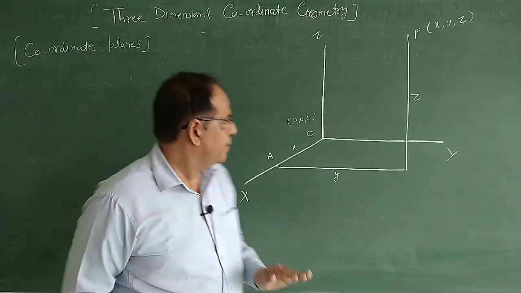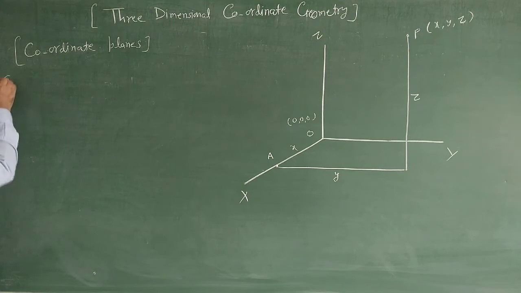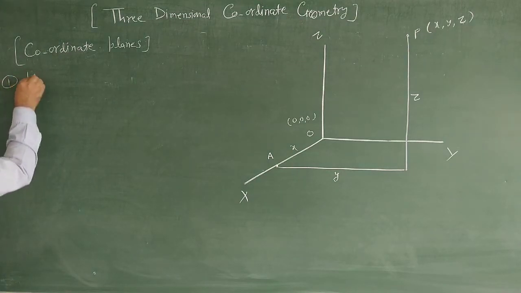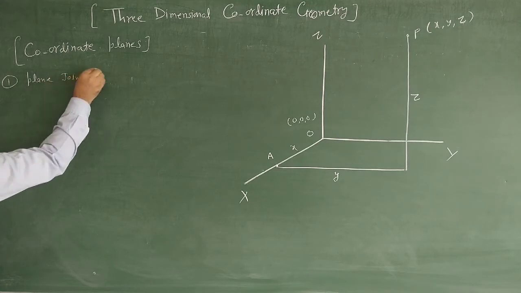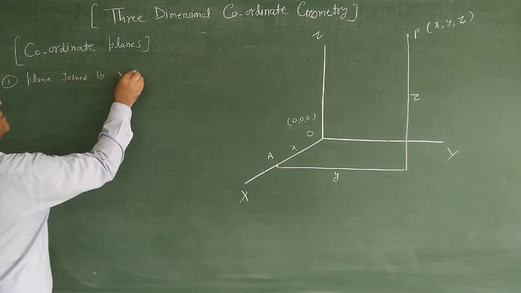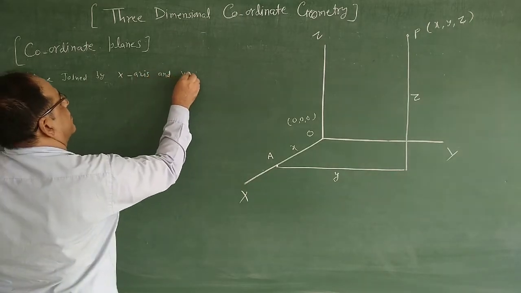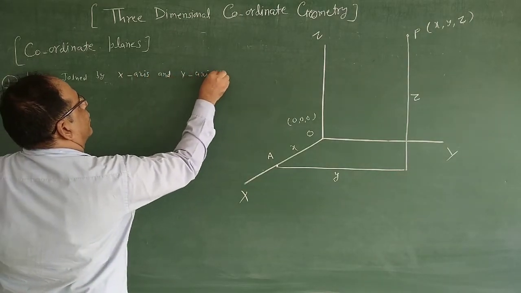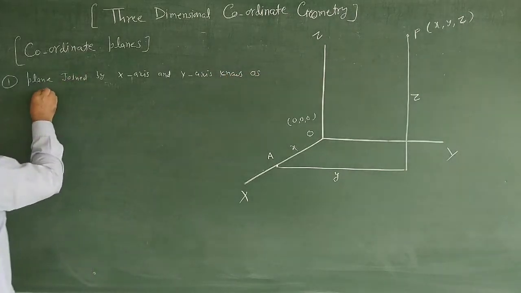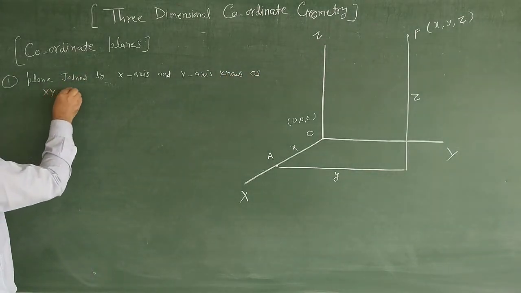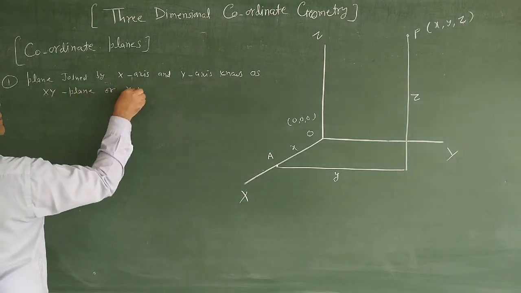Okay, so we discuss the coordinate planes. First, the plane joined by the x-axis and y-axis is known as the xy plane or xoy plane.